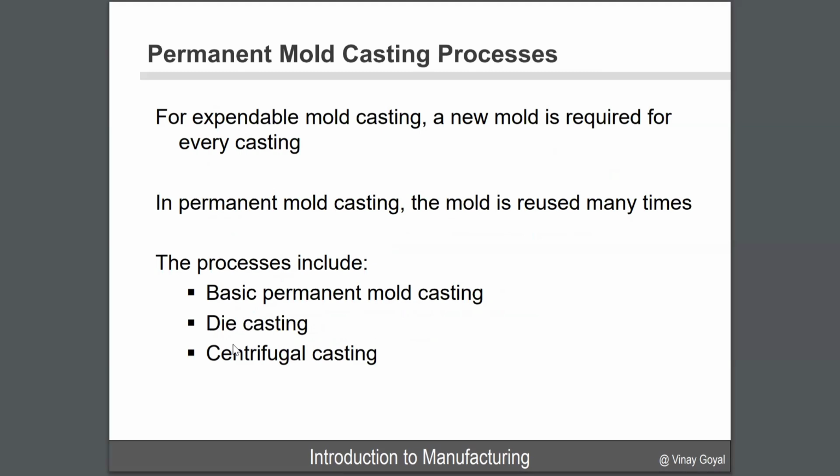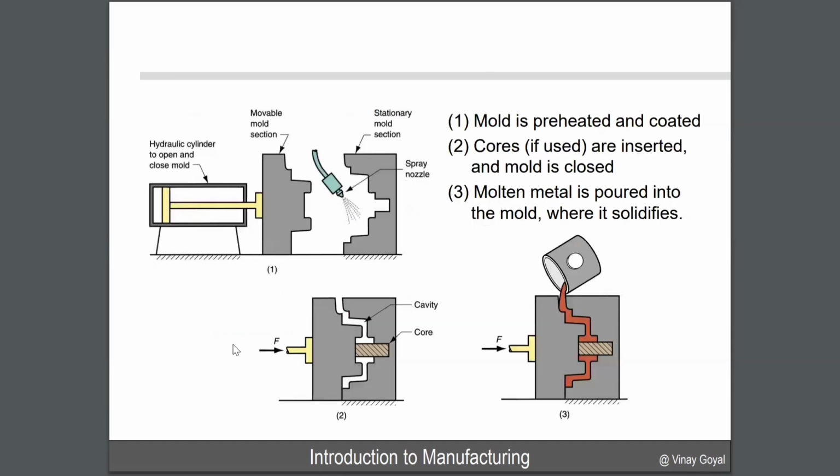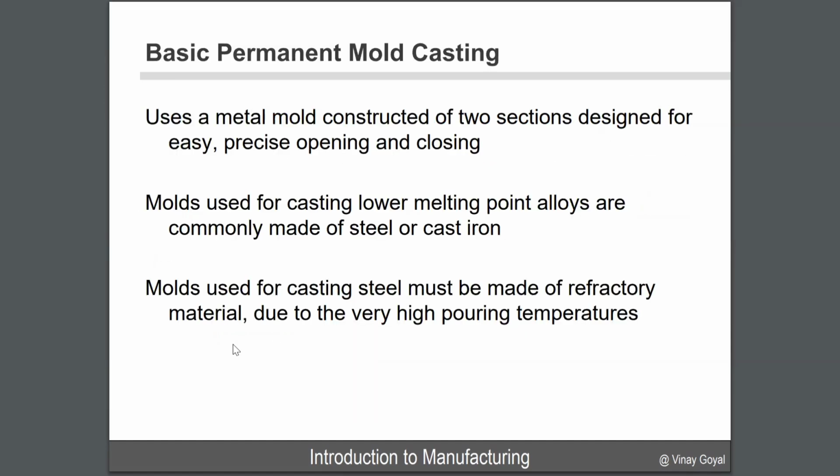With permanent mold casting, the mold can be used many times. And the three processes I've seen in industry are the basic kind, die casting, and centrifugal casting. So those three are very common. Let me cover each of them for you. You have the basic kind here. Let me see if I have a picture. Yeah, I have a picture, but I'll cover the big picture here.